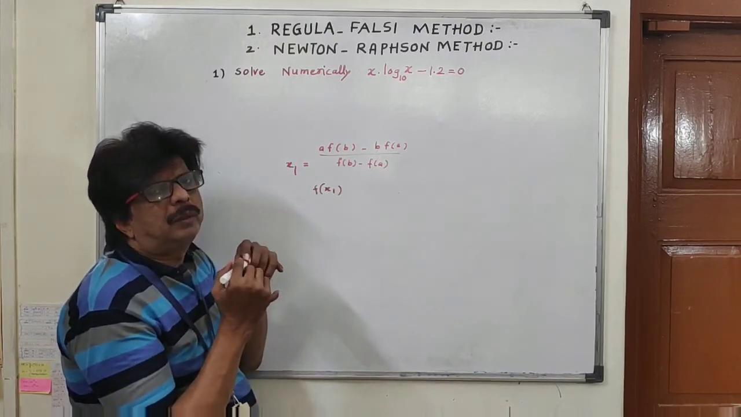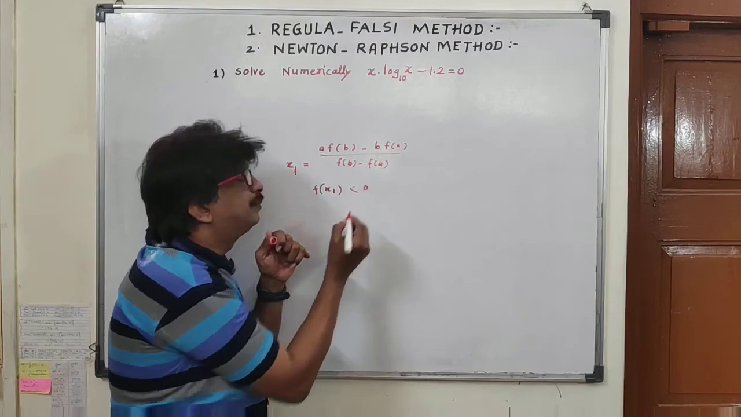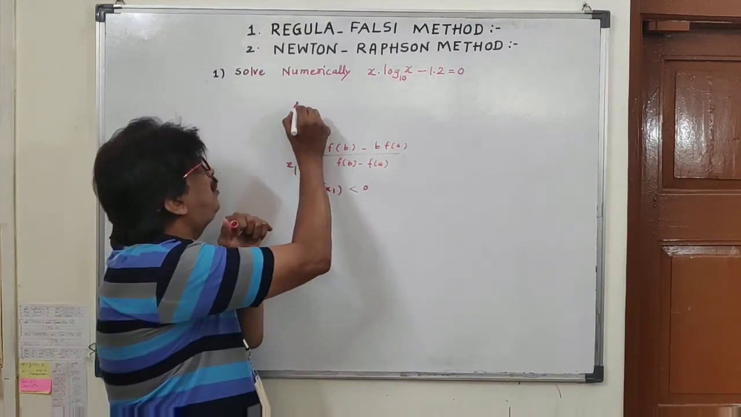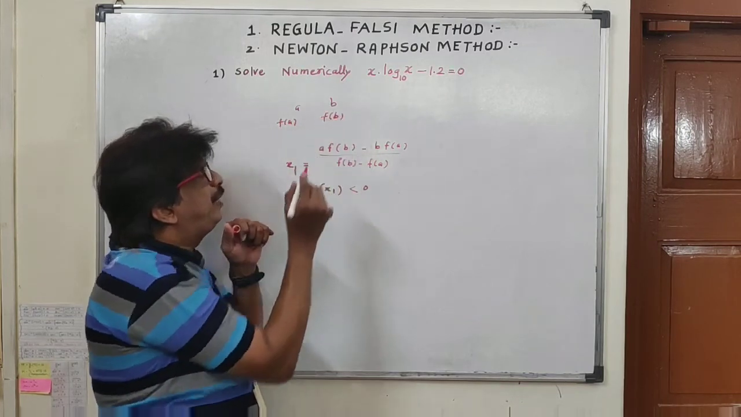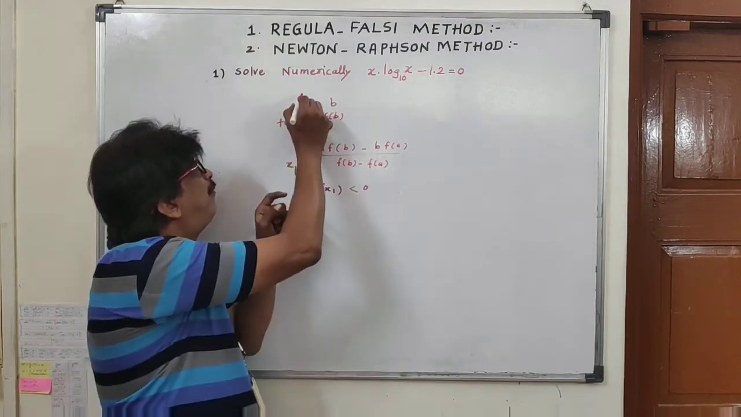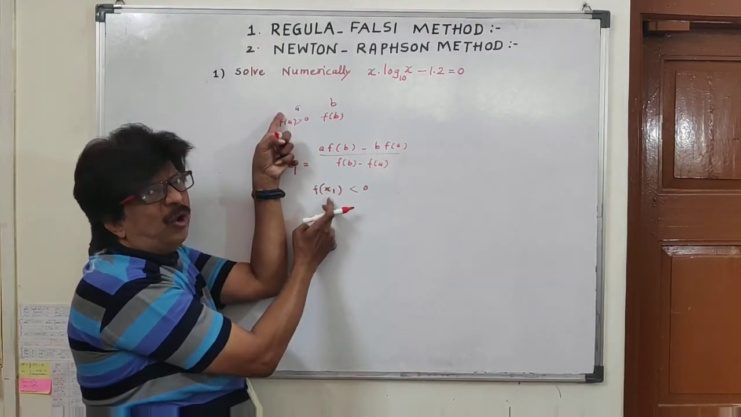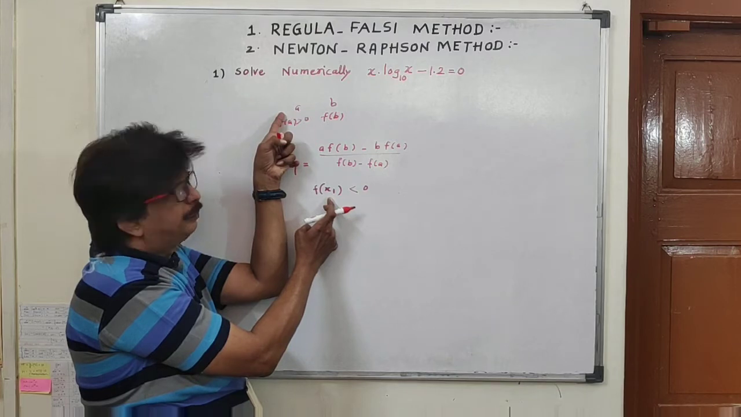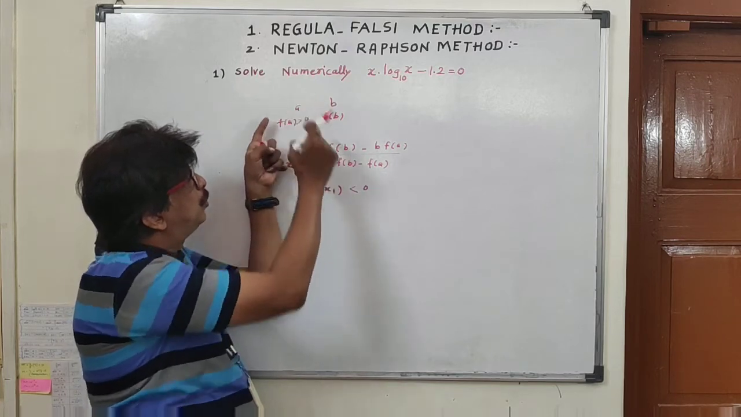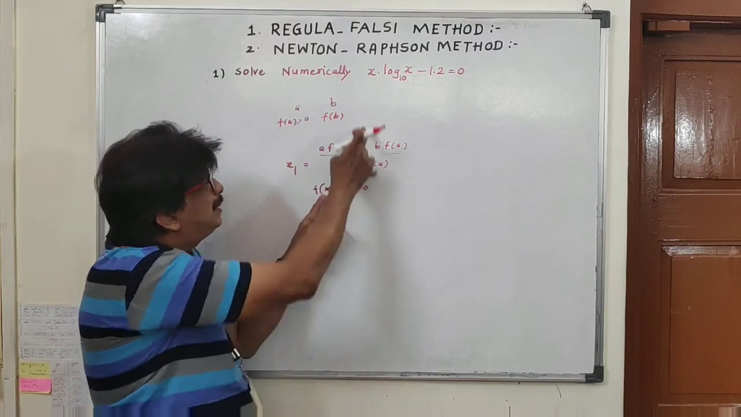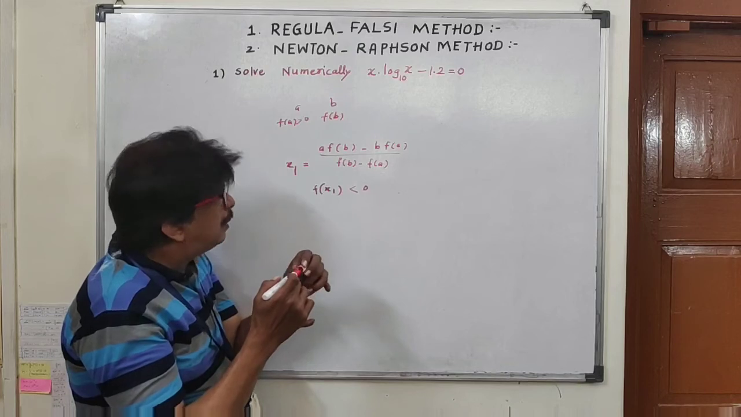Now, if this value of f of x1 is negative, and for the interval a and b we had chosen at the very first, f of a is positive, then we choose the interval a comma x1. Because this is negative and this is positive, this f of x1 value replaces f of b. Now we shall see this in the example.